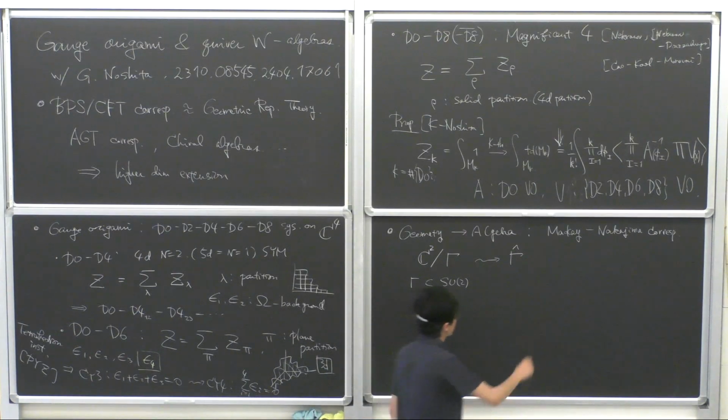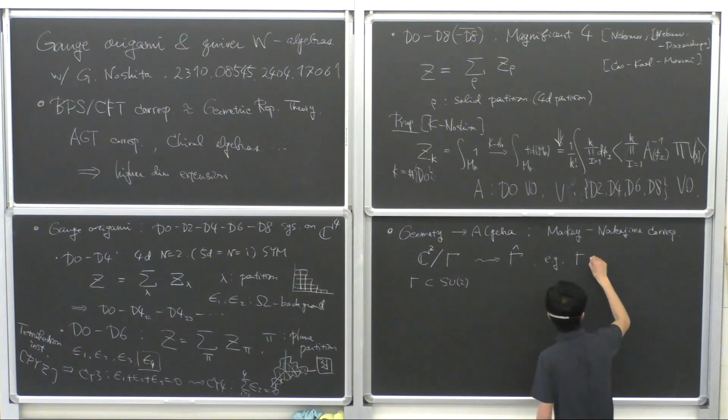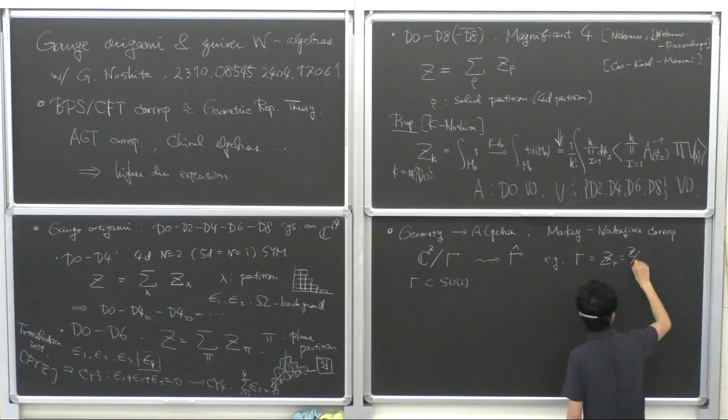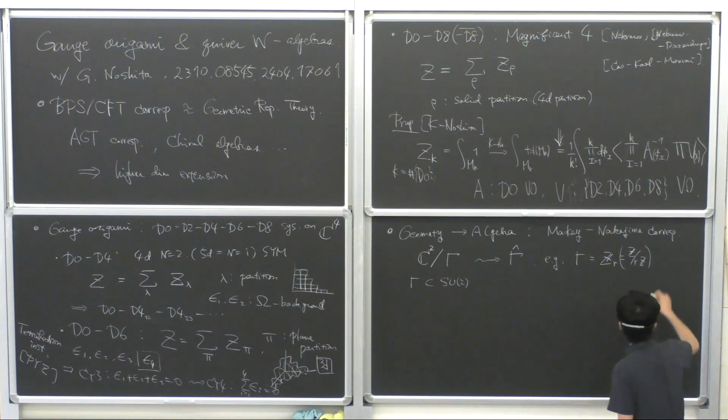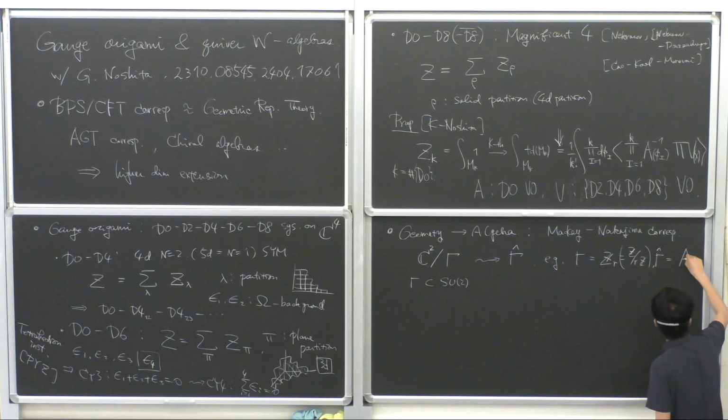I think it's better to give a certain example. For example, if you think about gamma equal to Z_R, this cyclic group, then the corresponding gamma hat is a quiver structure like the affine A_{R-1}.